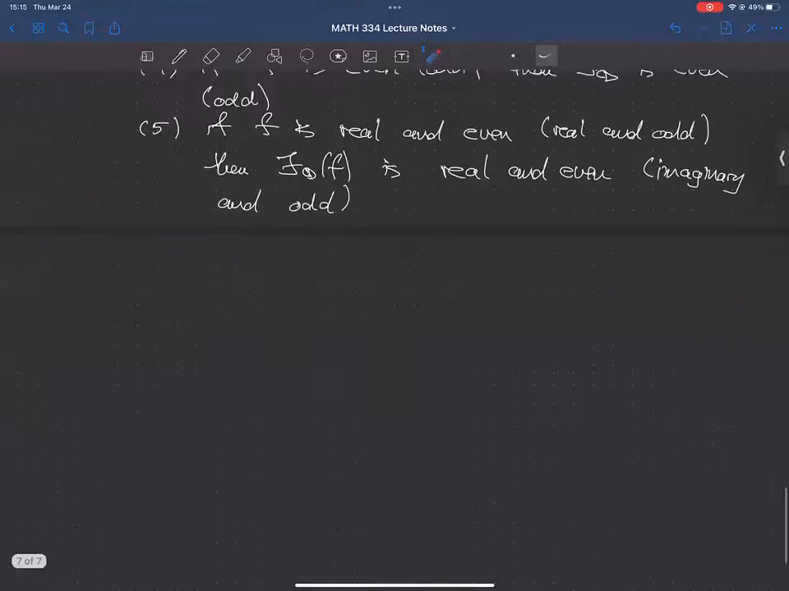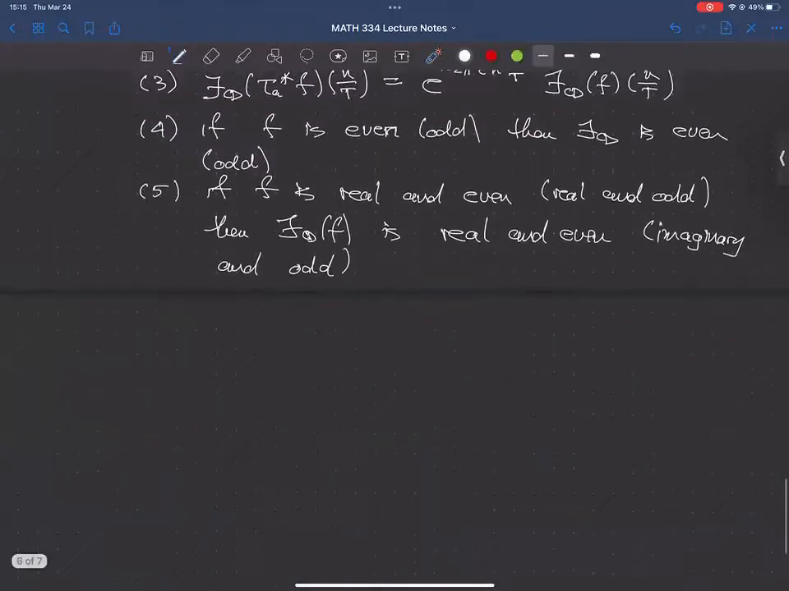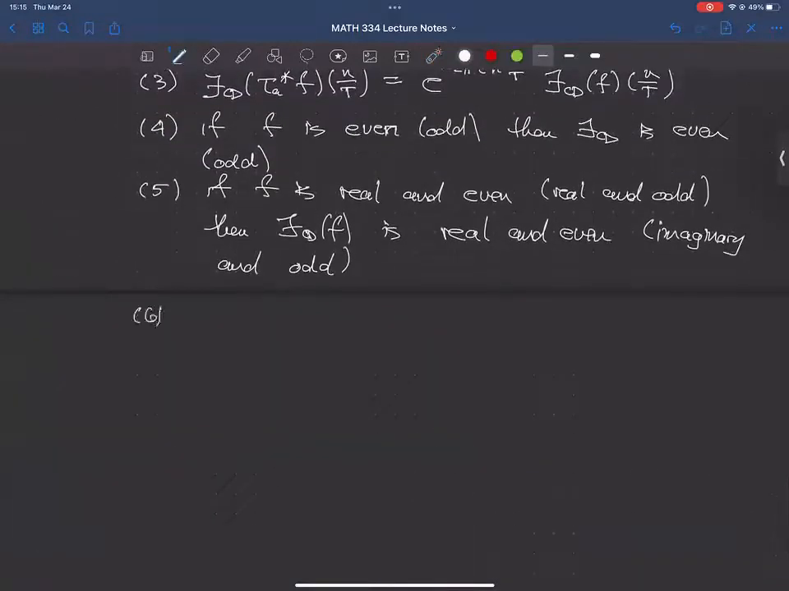All right. And then a final elementary property, which is obvious, is that FCB is linear. Okay, that's just by linearity of the integral.